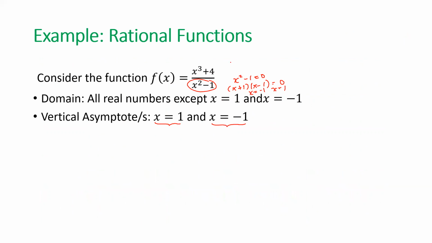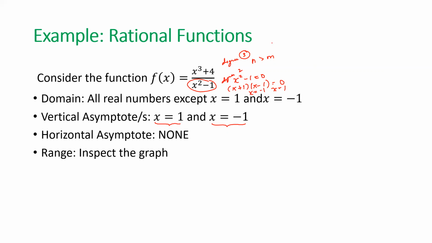So for the horizontal asymptote, since the degree of the numerator is 3 and the degree of the denominator is 2, this indicates that n is greater than m. So in that case, there's no horizontal asymptote. However, the degree of the numerator is equal to the degree of the denominator plus 1. So in that case, this rational function has an oblique asymptote. But for the range, we need to inspect the graph.